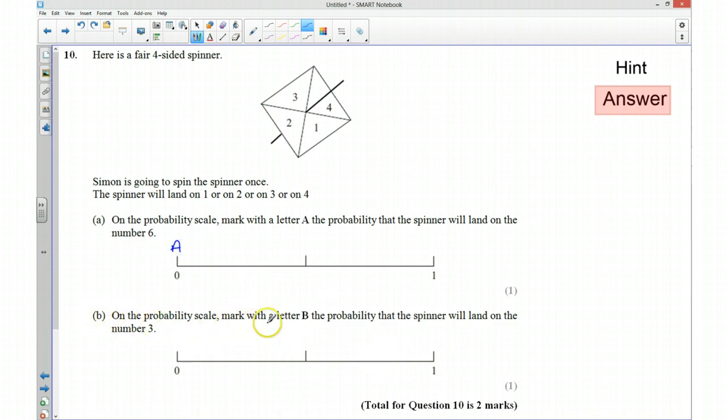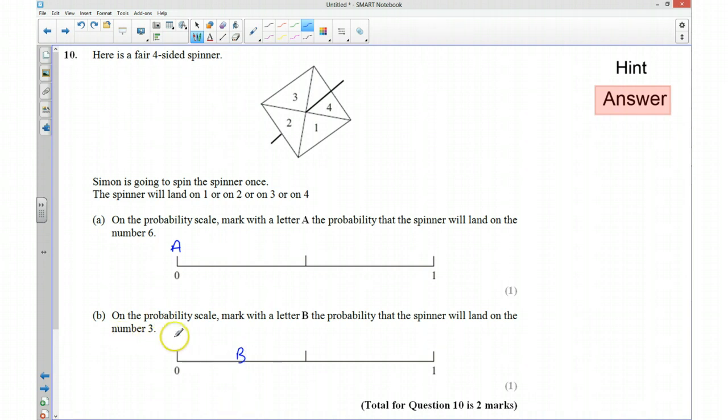Part B, the probability scale, mark with the letter B that it will land on the number 3. Well, there's one way of getting a number 3 out of the 4 possible outcomes, so that's going to be a quarter of the way along, so that's a half of the way along, so I think a quarter is going to be about there.